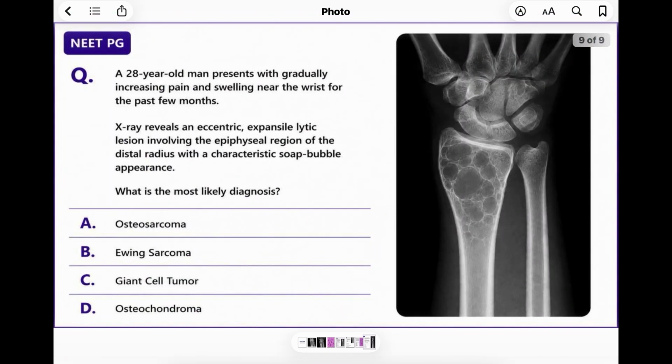And the last question is, a 28-year-old man presents with gradually increasing pain and swelling near the wrist for the past few months. The X-ray again reveals an eccentric expansile lytic lesion involving the epiphyseal region of the distal radius with a characteristic soap bubble appearance. But the thing you have to remember is they may not always describe how the X-ray looks. They just give you the symptoms and the age and then the X-ray picture. They may not always describe eccentric expansion. You have to see and identify that. So practice reading the radiograph so that you can get this question right in your exam.